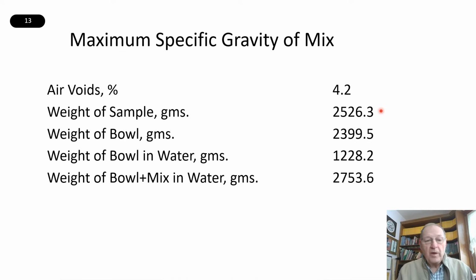2526.3. We need to know the weight of the sample and the bowl underwater. And there it is there, 2753.6. And then we will need to know the weight of the bowl underwater. And that is the 1228.2. So this weight of the bowl in air is extra information that we don't need. So this is A, this is C, and this is B.